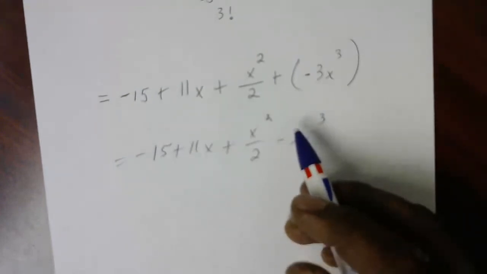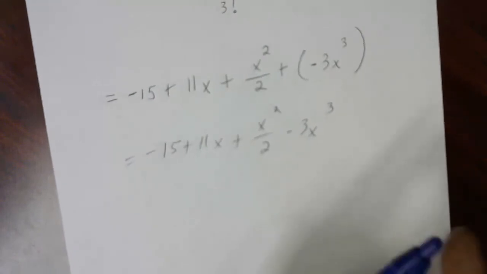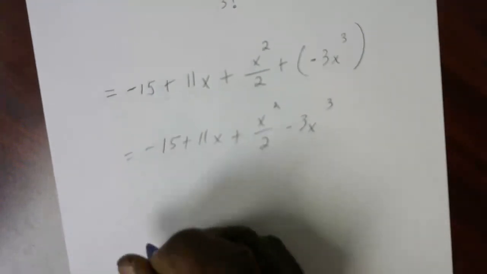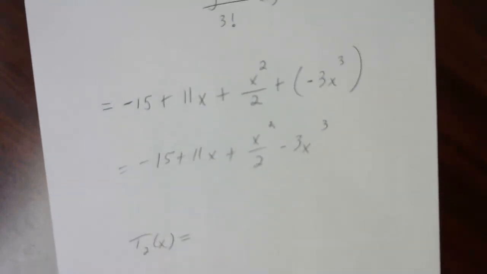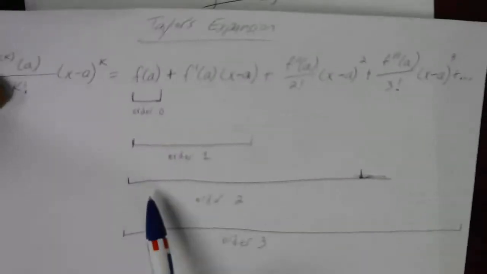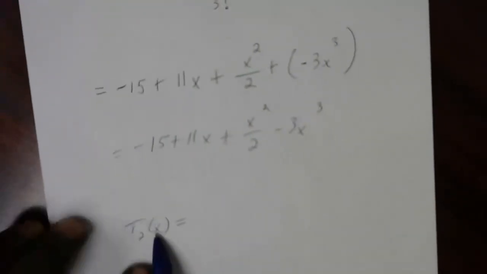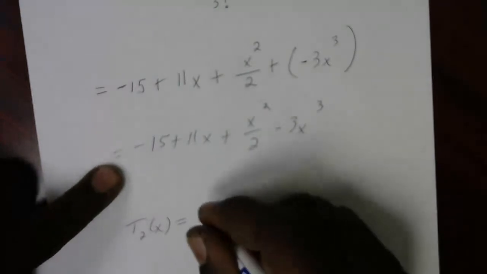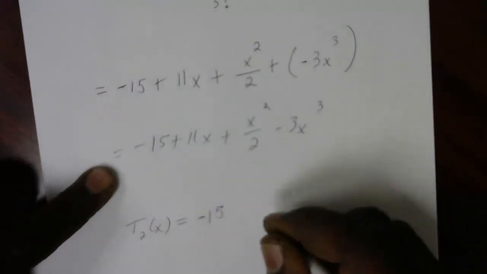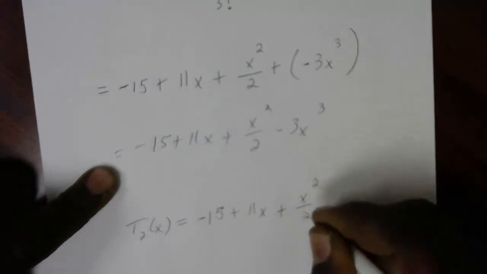All right, so now I think we have everything that we need. We were asked to write out the second order, T2 of x, that's going to equal... just remember, the second degree is actually going to be the first 3 terms. So the second order or second degree Taylor polynomial expansion would be negative 15 plus 11x plus x squared over 2.